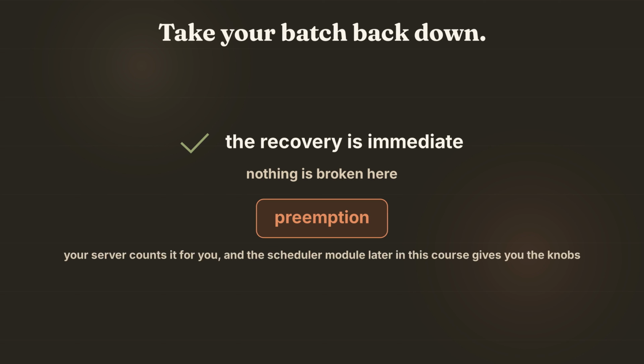So what do you do? Take your batch back down, and the recovery is immediate because nothing is broken here. And the name for this is preemption, and your server counts it for you. And there's a whole module later in this course on the scheduler that gives you the knobs.